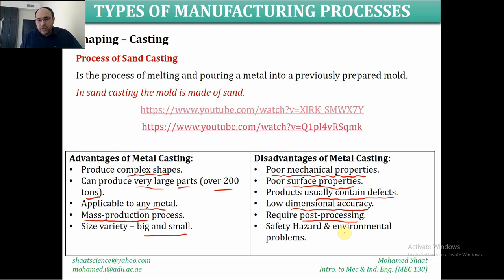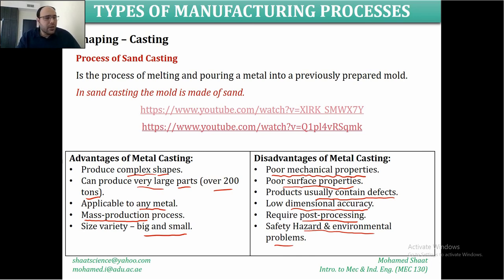Also, there are safety hazards and environmental problems, because we are dealing with metal at very high temperature. The temperature of the metal could reach up to 3000 degrees Celsius. So it is very dangerous to the operator who is dealing with this liquid. If for some reason something goes wrong, definitely a catastrophe is going to take place.